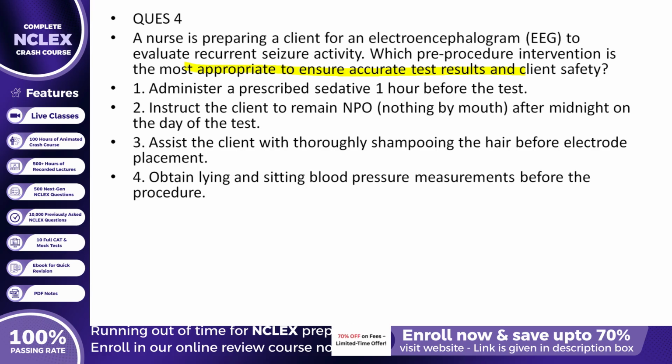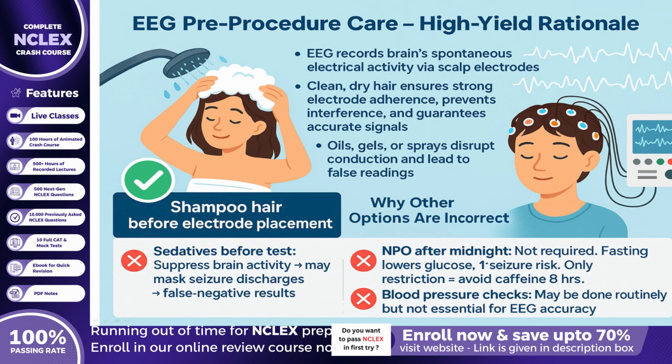The correct answer is option 3, assist the client with thoroughly shampooing the hair before electrode placement. An EEG is a non-invasive test that records the brain's spontaneous electrical activity using electrodes placed on the scalp. For the electrodes to conduct accurately, the scalp must be clean, dry, and free from oils, gels, or sprays. Shampooing the hair ensures strong electrode adherence, minimizes electrical interference, and prevents false readings. Without this preparation, test accuracy is compromised.